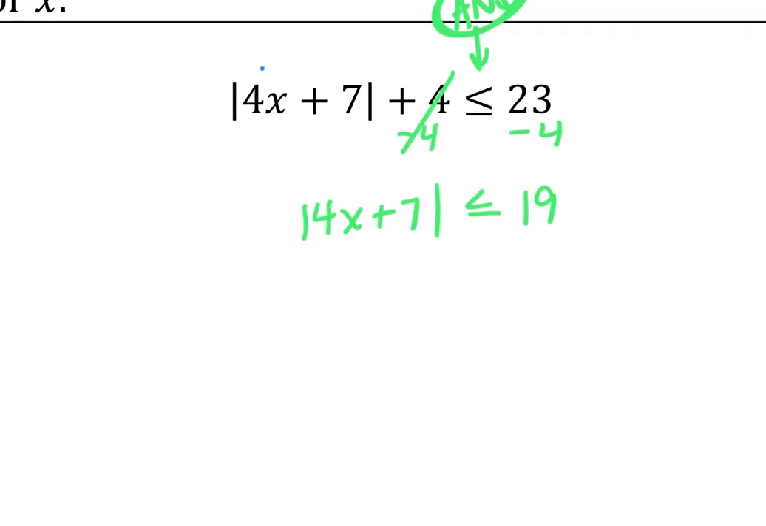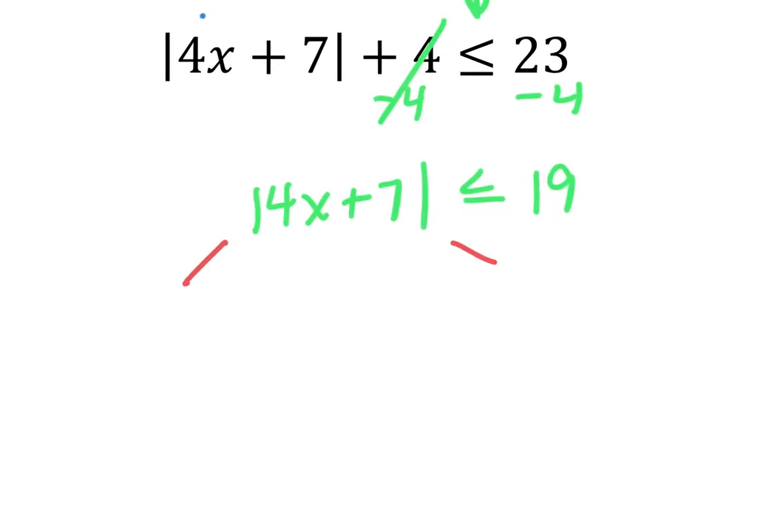Now that we have the absolute value part, we're going to make our two cases. And remember, our two cases are keep it, switch, switch. So we're going to keep the first one, 4x + 7 is less than or equal to 19. And then the second one is going to be 4x + 7 is greater than or equal to -19. And this is how we're going to get that x in between our two values.